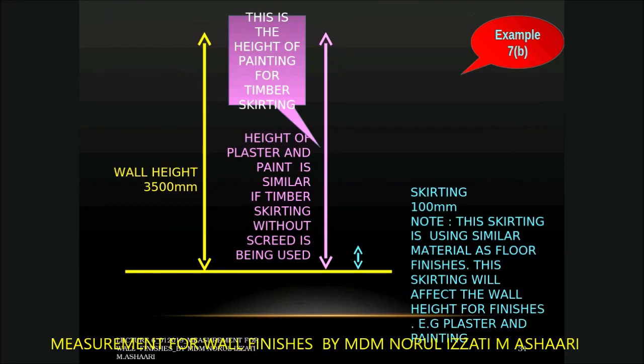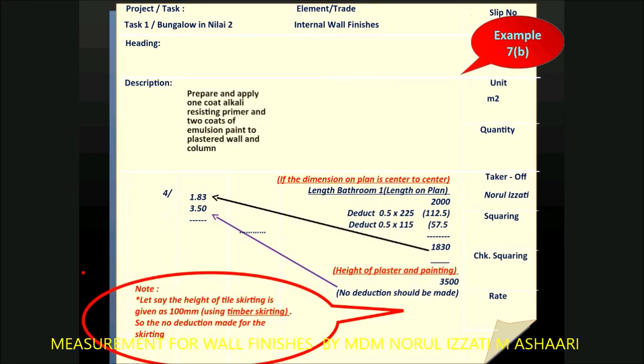Another example is the height for the painting. If we have the timber skirting, for the timber skirting the height will remain unchanged. Look at this, remain unchanged. No deduction should be made. But if no deduction, you don't have to show this one. This is only for my notes to inform all of you so that you don't have to make any deduction.